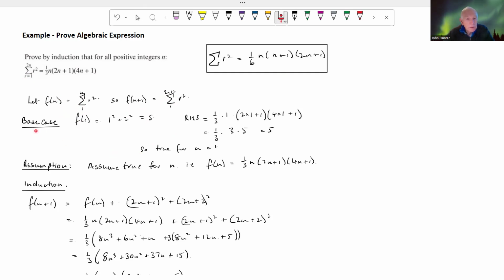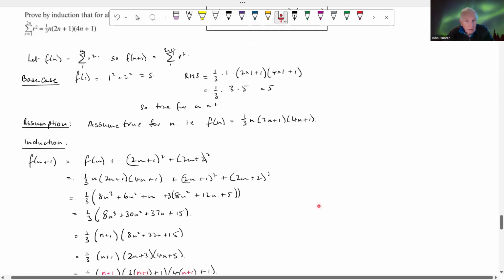All right, so establish the base case. We'll look at f of 1, and that turns out to be 5, and if we put that into the right-hand side here, we find that that is equal to 5. So it is true for n equals 1. Right, our assumption step, if you like: assume that it's true for n. So in other words, our expression holds. And then the induction looks something like this.